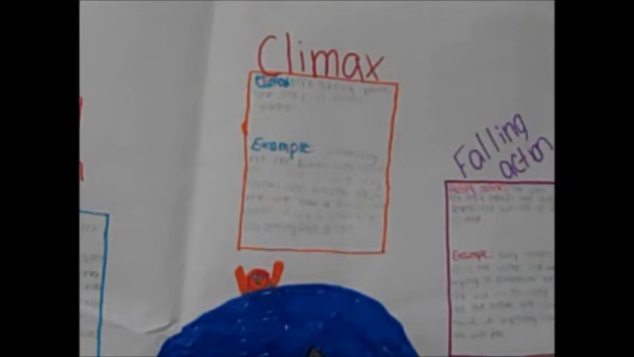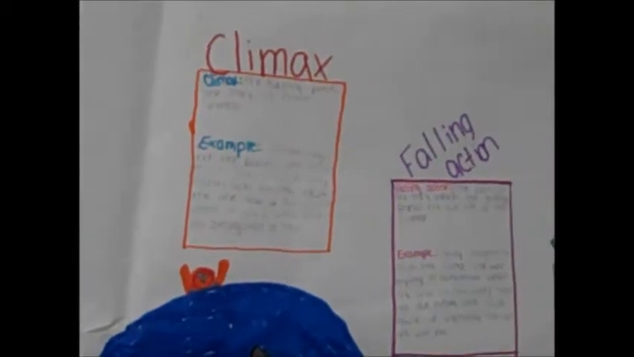So the conflict gets a little bit more intense, but we still don't know which way the story is going to go. Is Sally going to get eaten by the shark, or is Sally going to be okay? It's a turning point because we don't know which way, but we're still at our most intense moment, where we're holding our breath, waiting to see what happens.